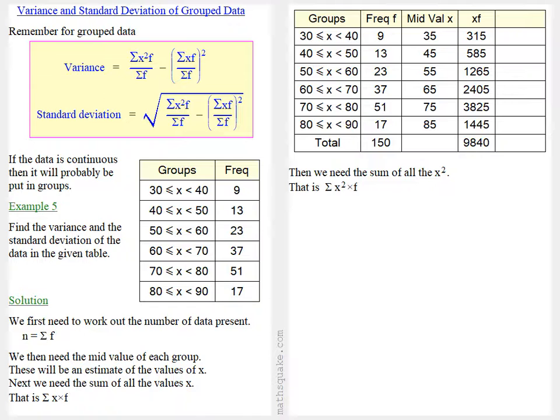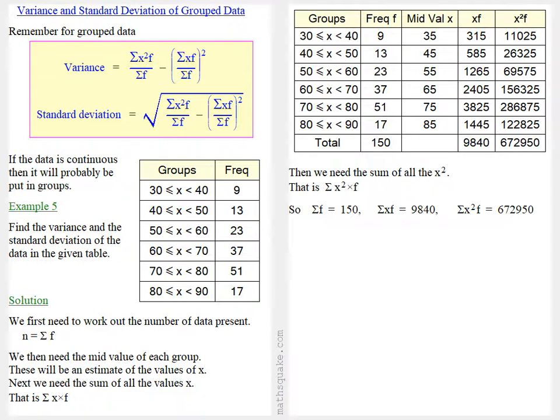And finally we need to find the sum of all the x squared terms. So that's the sum of the x squared f, or sigma x squared f, which is 9 times 35 squared, which is 11,025, plus 13 times 45 squared, which is 26,325, plus 23 times 55 squared, which is 69,575, plus 37 times 65 squared, which is 156,325, plus 51 times 75 squared, which is 286,875, and 17 times 85 squared, which is 122,825. And then we add all of those, and this gives us 672,950.